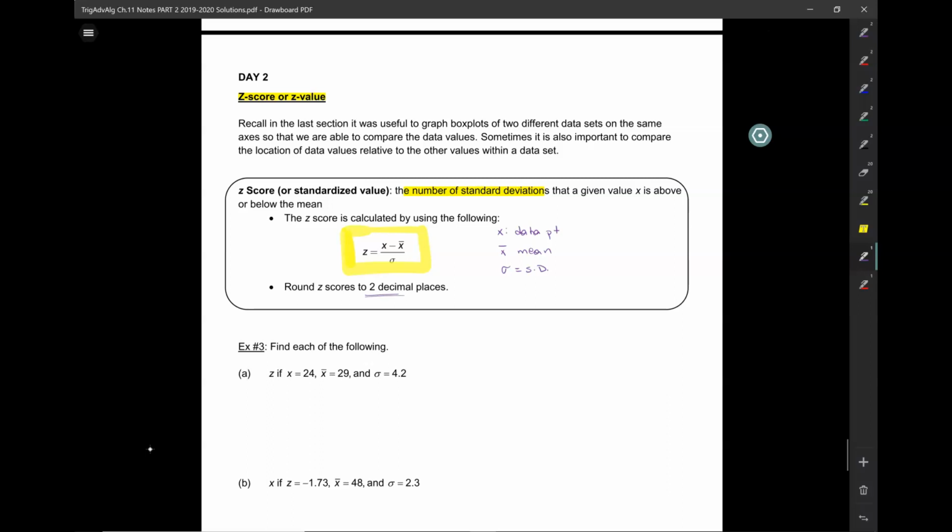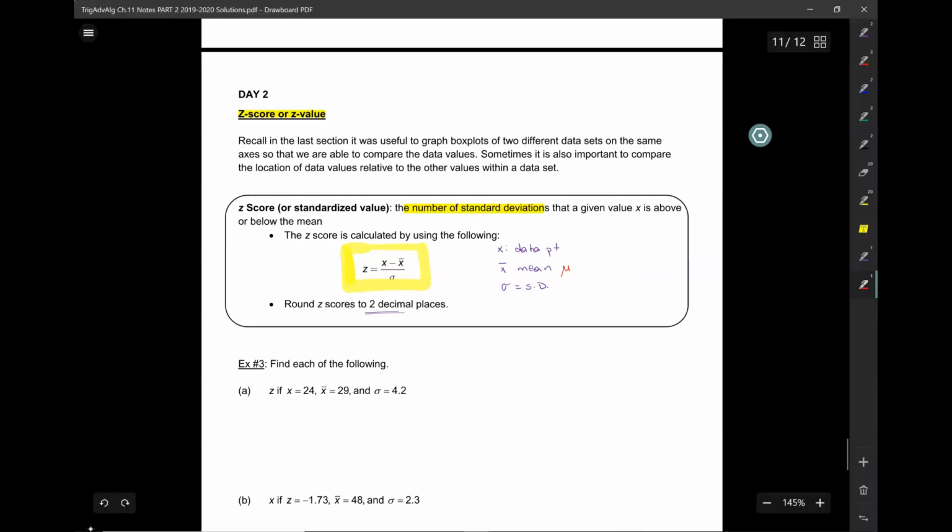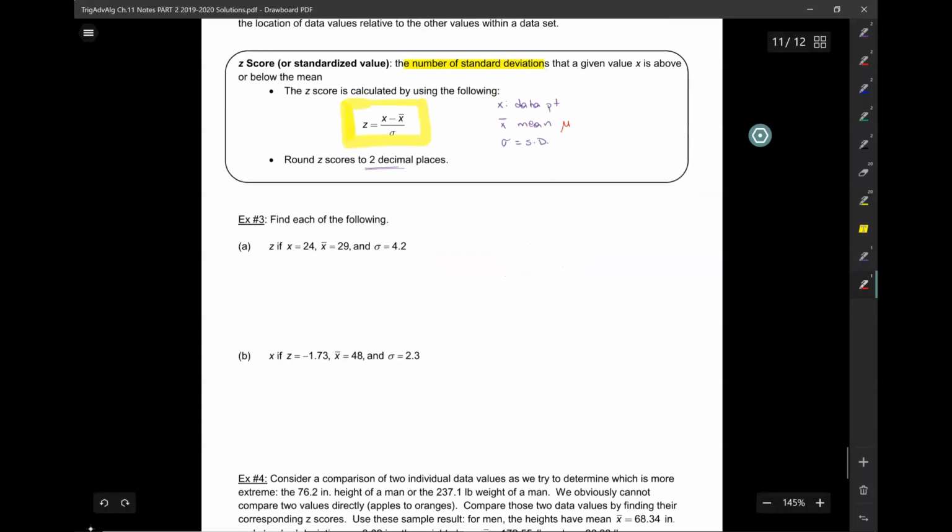I want to make sure to let you know that in some places x bar is used for the mean, and in other places it's mu. These ones are pretty basic. There aren't very complicated calculations here. So here it says find each of the following. Find z if x is 24, x bar is 29, and sigma is 4.2. It's just a simple plugging in.